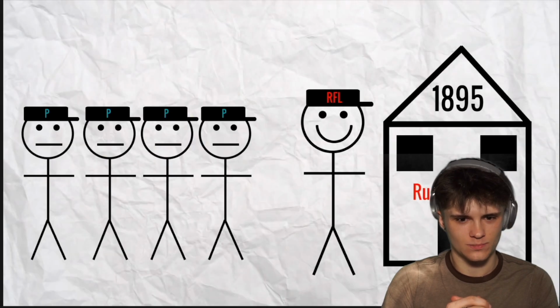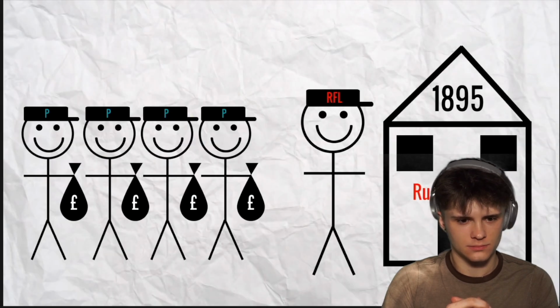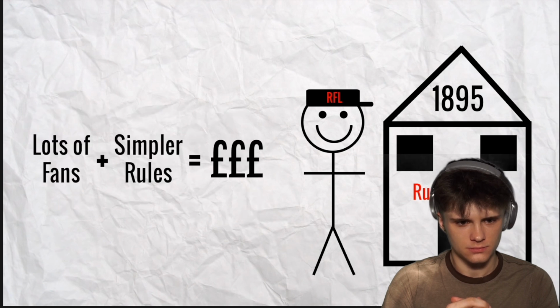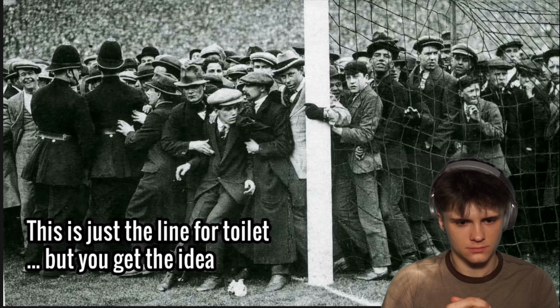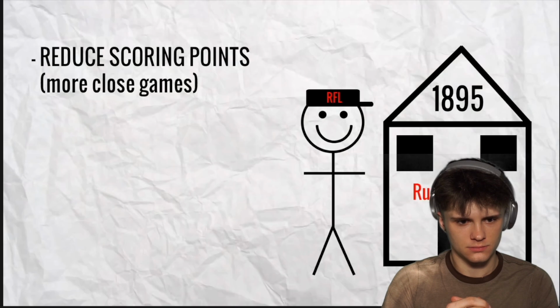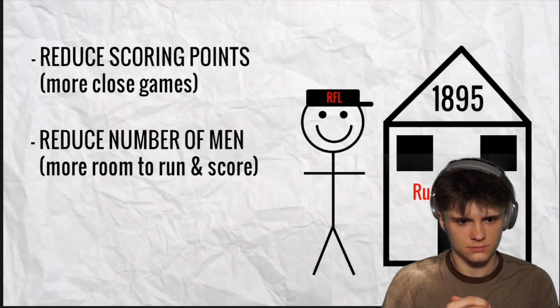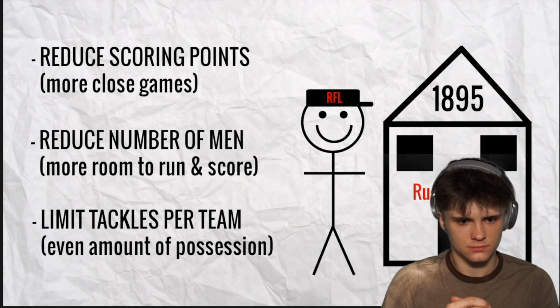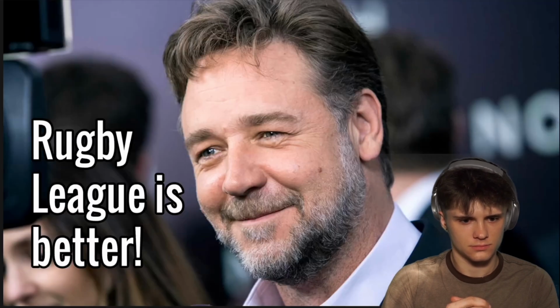If you remember the professionals of 1895, they needed to be paid. To make more money from spectators, they had to change the rules of the game to make it more exciting for spectators to watch. This includes reducing the scoring, reducing the number of men, and including an even amount of possession by limiting the tackles per team. This is why some people say that Rugby League is more exciting to watch.